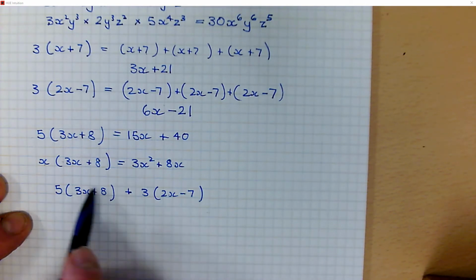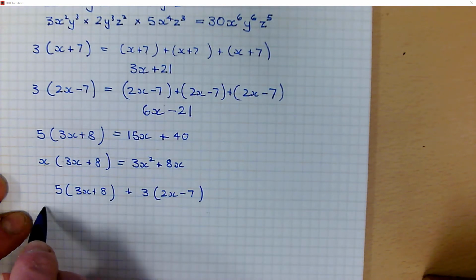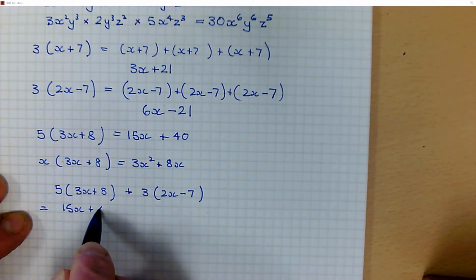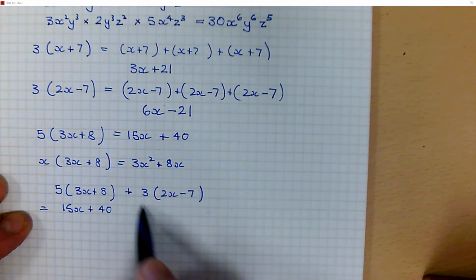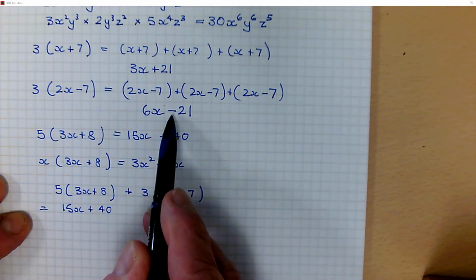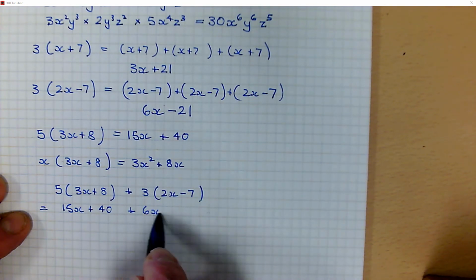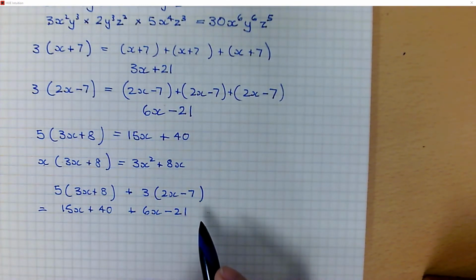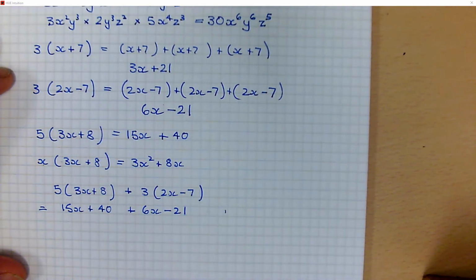So let's do this one. We've done it up here already. It's equal to 15x plus 40. And then we're going to expand that bracket. And once again, we did it up here. So that's going to be plus 6x minus 21. And then we're going to have a bit of a tidy up. So in an exam, doing that right would get 1 mark. And now we're going to have a tidy up.